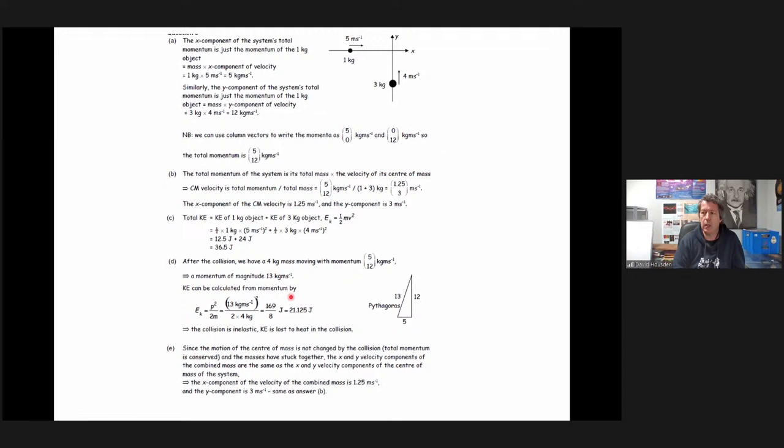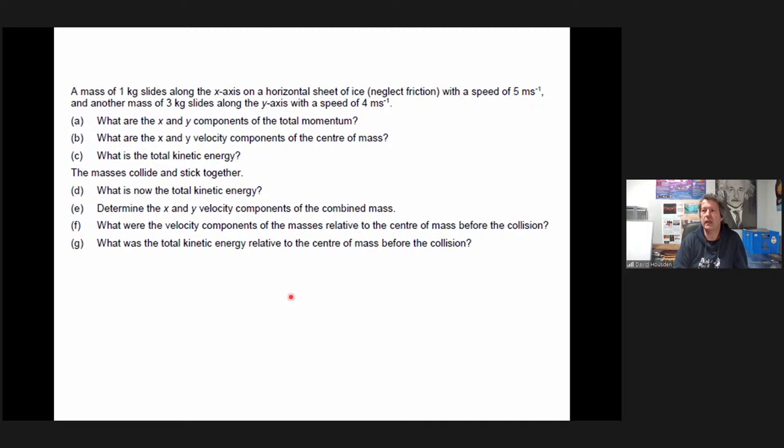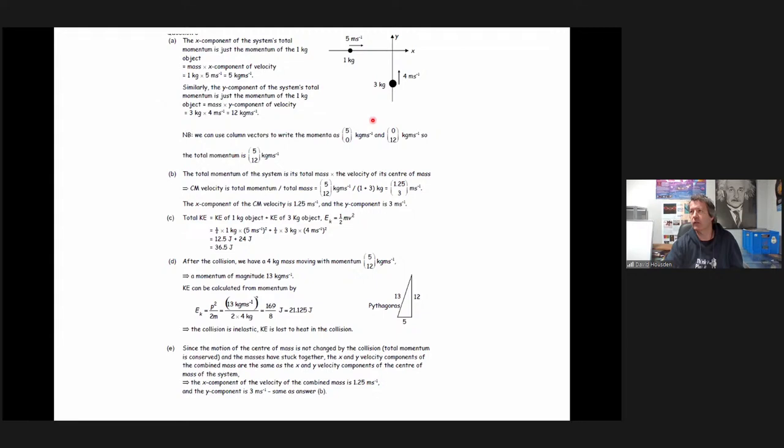So what do we do now? Well, we go to E. Now we have to determine the X and Y velocity components of the combined mass. Well, we've got this object that is actually traveling, stuck together, and it's going up here. So actually now we've only got one object, and we know its momentum, it's 13, and it's exactly the same as the momentum of the center of mass, because now what we've done is we've turned two objects into one object. So actually, the X and Y components are exactly the same as the answer to B, because we now got one object, not two.